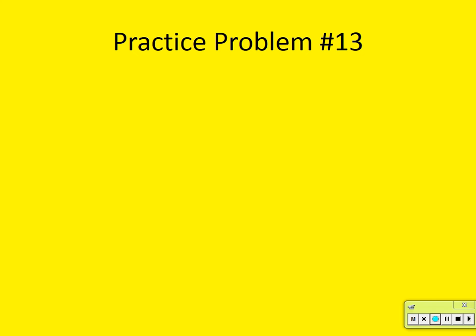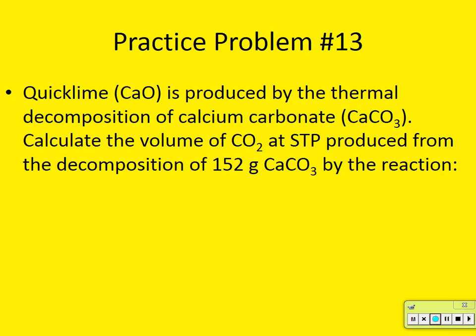I've got a couple more practice problems. Let's do practice problem 13. Let's read it, try to understand what's going on here. It says quicklime, which is calcium oxide, is produced by the thermal decomposition of calcium carbonate, CaCO3. Calculate the volume of CO2 at STP produced from the decomposition of 152 grams of calcium carbonate by the reaction, and it gives us the reaction here.